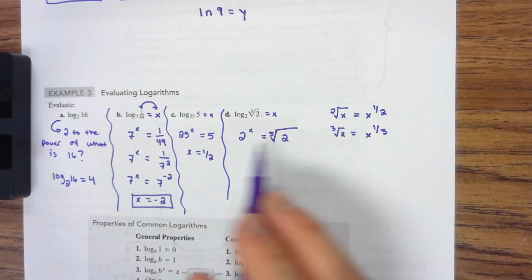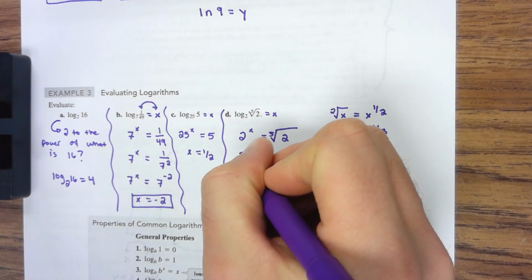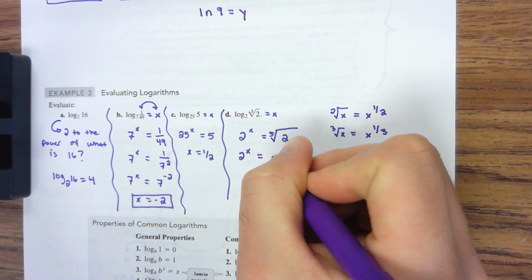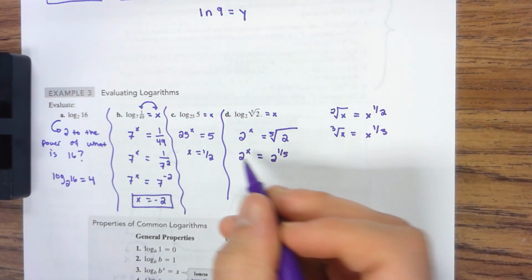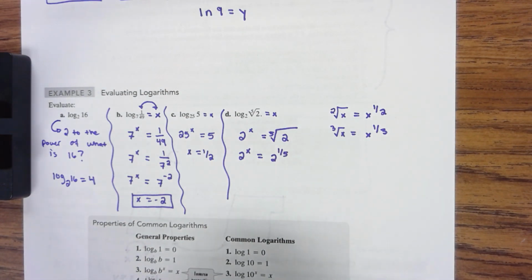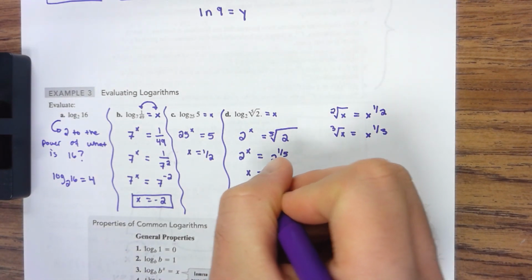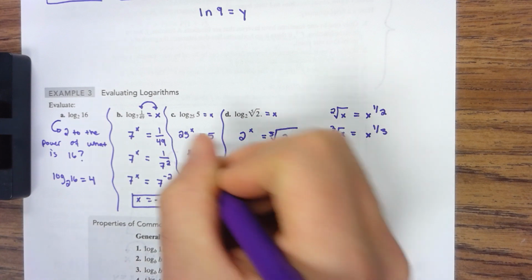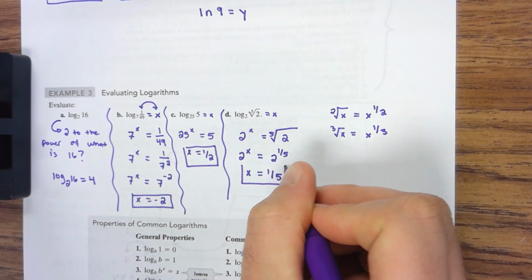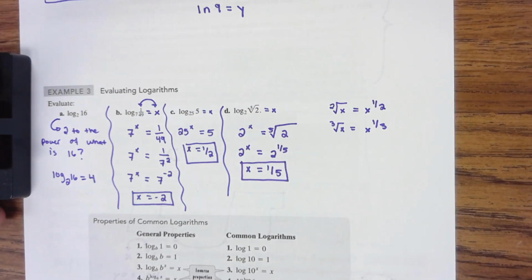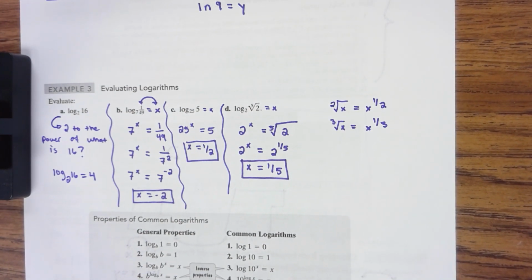Over here, one way that I can see this a little bit clearer is rewrite this as 2 to the power of 1/5. And so I'm like, oh, the bases are the same. For the exponents to be the same, I need x to equal 1/5. Okay, so in this unit, some of your exponent rules are going to pop back up.